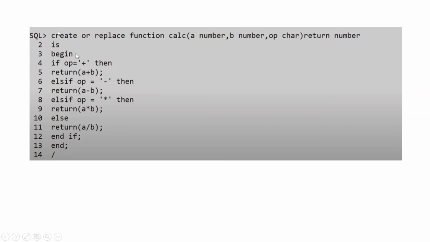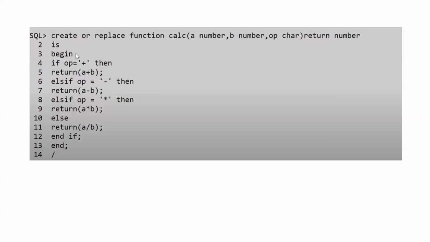See, we are writing a program for a calculator. Create or replace function, this is the keyword. The function name is calc. Then what are the parameters? We need input variables. Here we no need to use in, out, anything. Just give the parameter list, that's all.